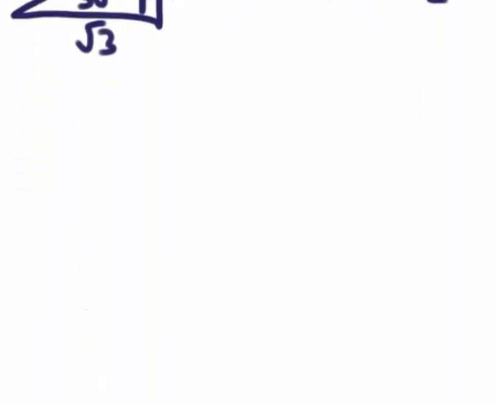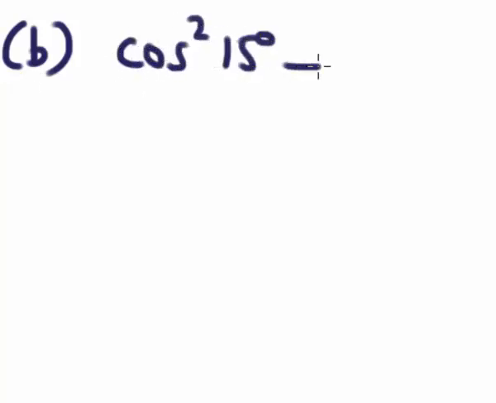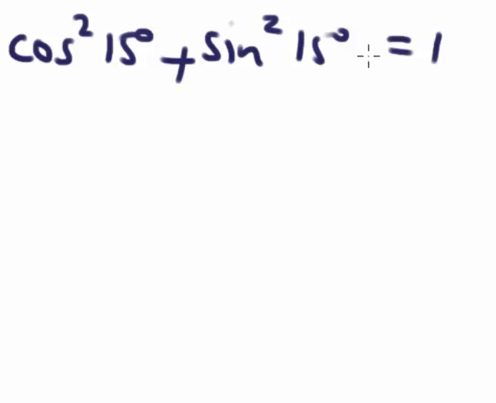Okay, let's pursue another one. Number B, I'm loving this. Okay, what about this? Cos squared 15 minus sine squared 15. By the way, if that was plus, cos squared plus sine squared is 1, if you remember. But now we're using minus. So what is that going to give us here? If we're going to have cos squared minus sine squared.